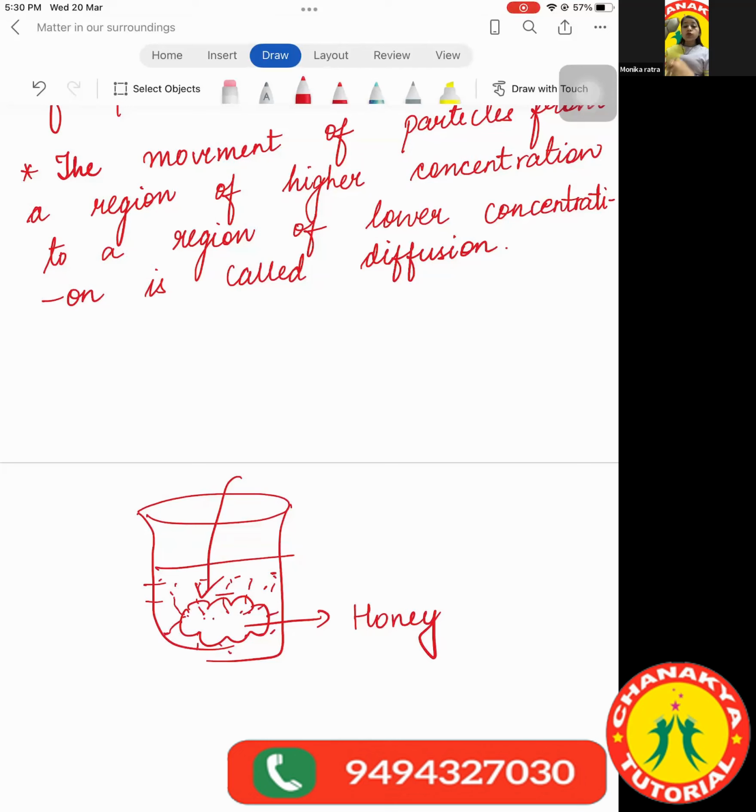So what do we observe? Where the honey was more, meaning when it got settled at the bottom, from the bottom it starts to move upwards with the other particles of water. So wherever the concentration is high, the movement occurs from there. Since honey is dense, meaning it is heavier than water, that is why it got settled at the bottom.